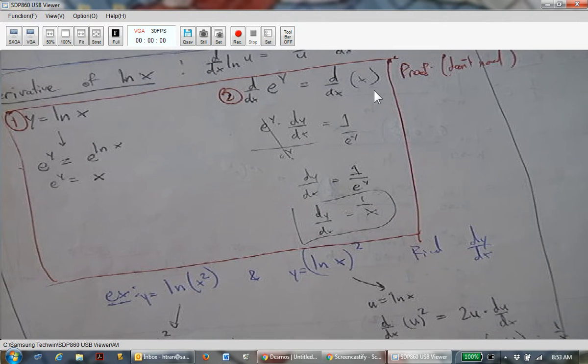The first one is easy. The first one is more straightforward. Don't worry about what's in red. That's the proof. You don't have to write that down. Like that stuff in the red box, don't write that. It's all the stuff in the blue on the bottom right there.